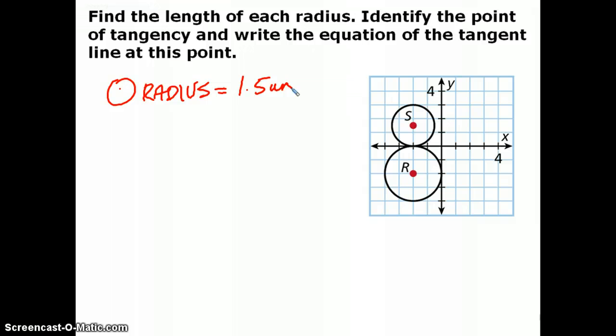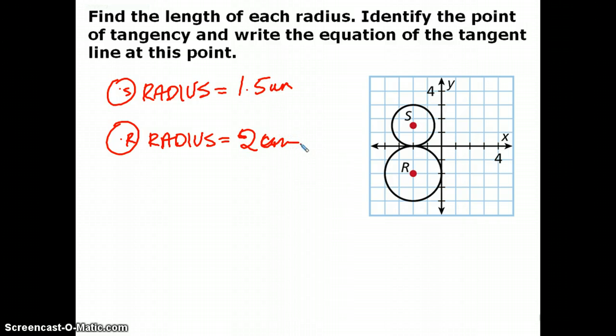And then for here, you can see the diameter is 4. So that was circle S. Circle R has a radius. Half of 4 is 2 units.